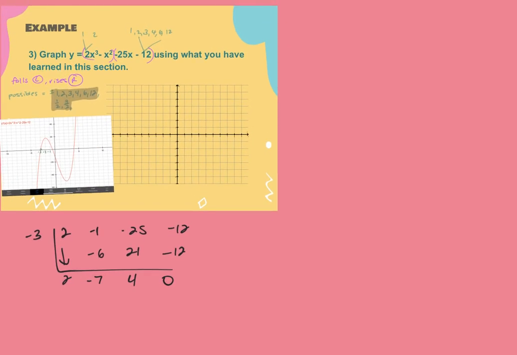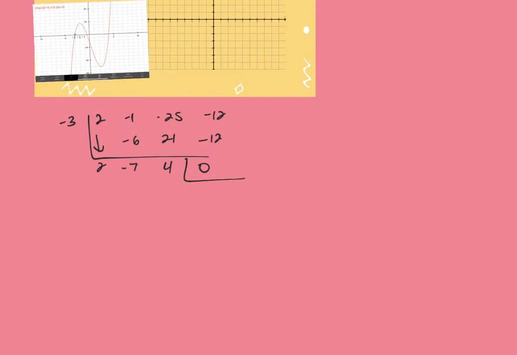And there's that first root. So -3 is one of the zeros. That's my remainder. This gets the x squared: 2x squared minus 7x plus 4. Now let's see if it's factorable.